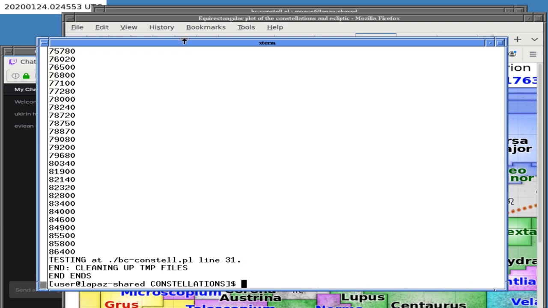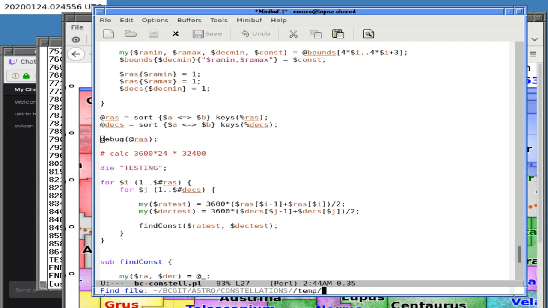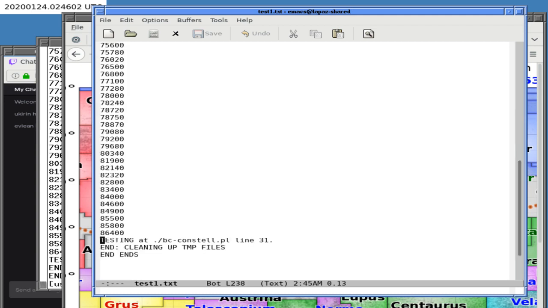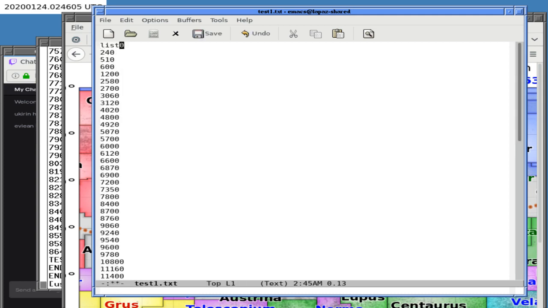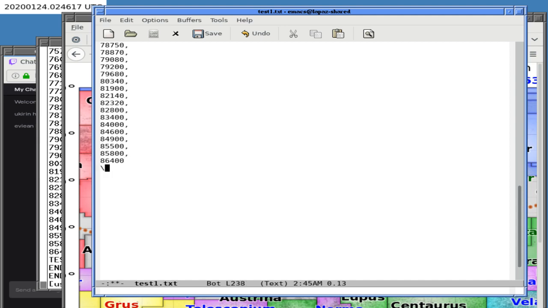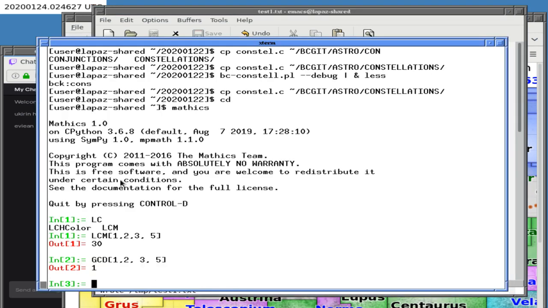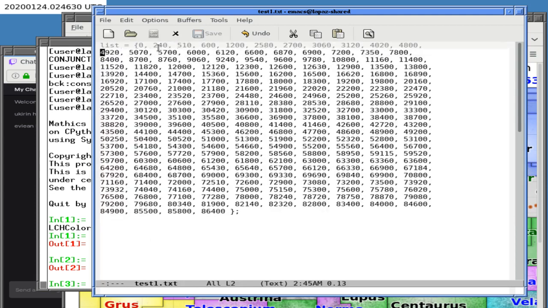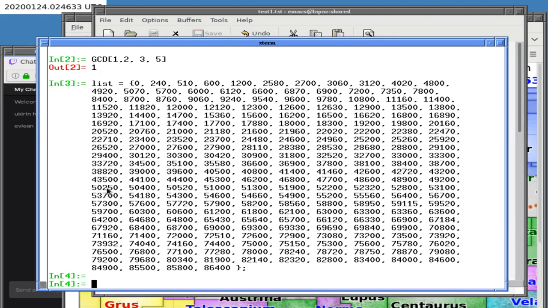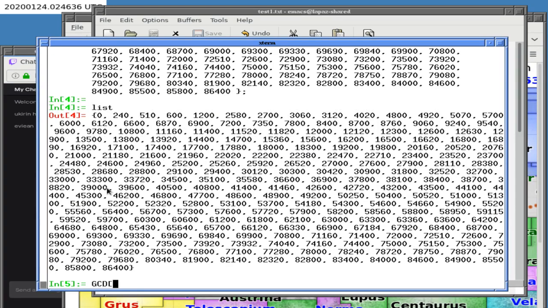Okay, then we will just go into test one here. We need to change it a little bit. Get rid of this garbage here. List equals da da da. I'm going to change the endings to... Okay, do that all the way, and then do this, then do that. And I guess I could just cut and paste this into Mathix, because apparently I'm a masochist, not a sadist. Okay, find me the GCD of that list, please.